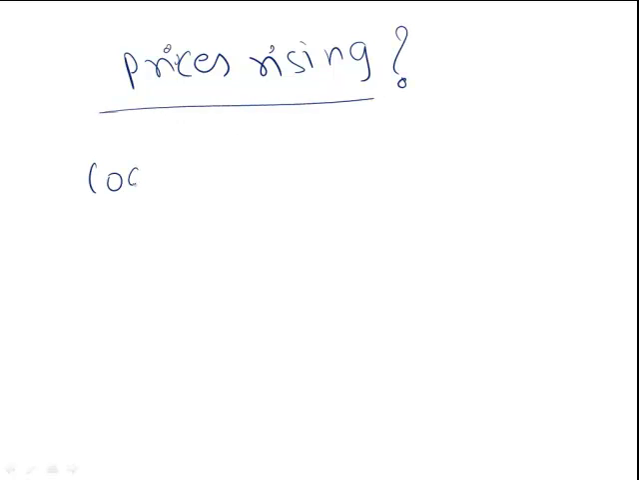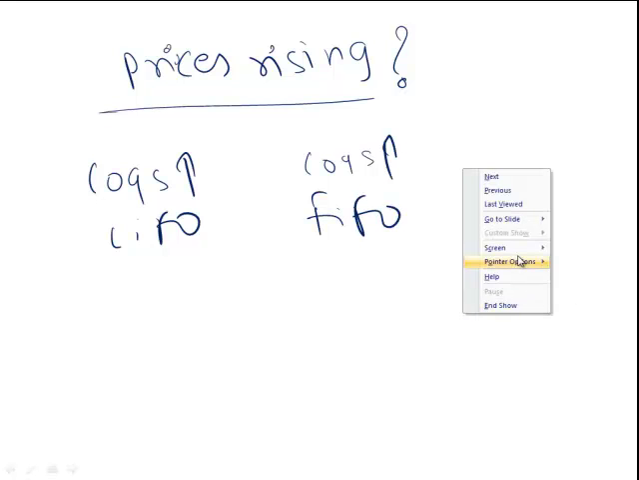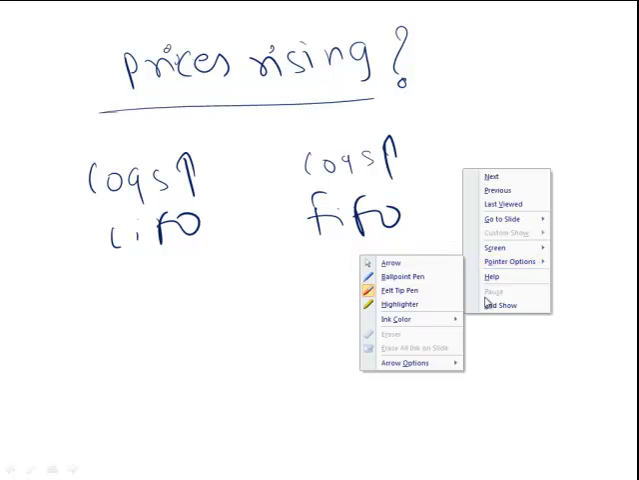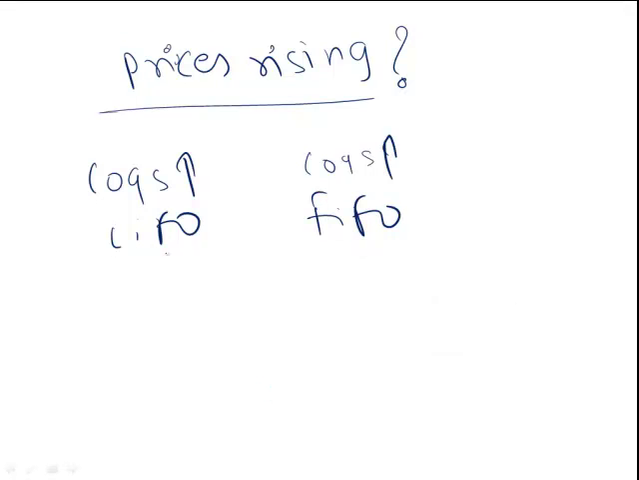Okay. Now I'm asking you a question. Imagine a scenario where prices are rising. Tell me, COGS is going to be higher in LIFO or it is going to be higher in FIFO? If the prices are rising, COGS would be higher where? It would be higher in LIFO.